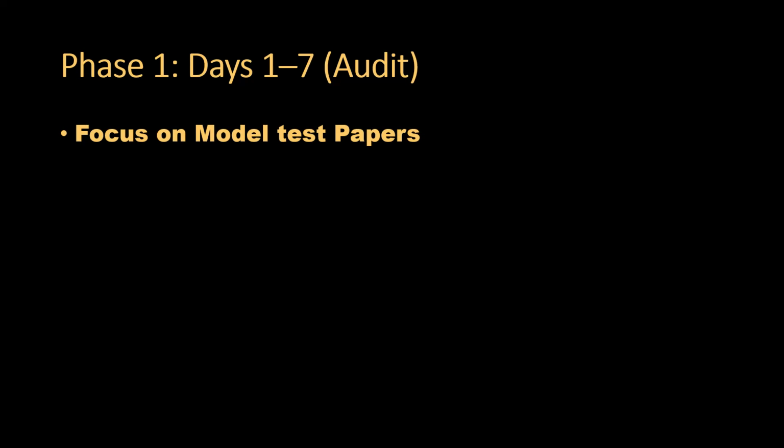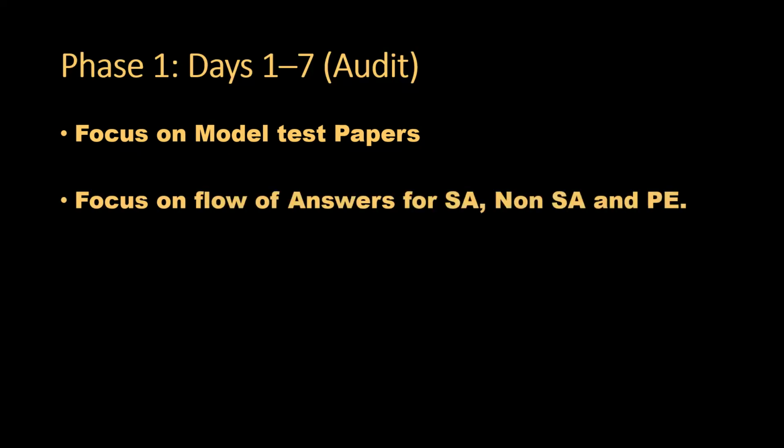Because if you are solving one chapter, for example only Standard on Auditing 220, you will only do SA 220. You will not be able to jump from SA 220 to SA 570 or to professional ethics or something like that. So we'll focus more on model test papers.